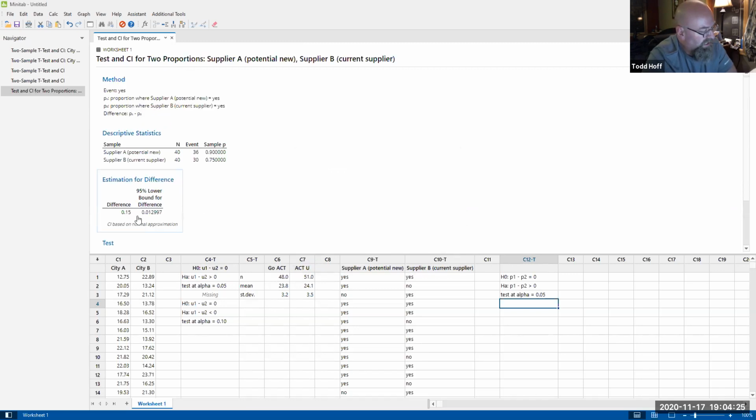We hit OK. Here we get a p-value of 0.013. That is definitely less than alpha. So we reject H0. And the conclusion here is that there is sufficient evidence to prove that the new supplier has higher quality parts.